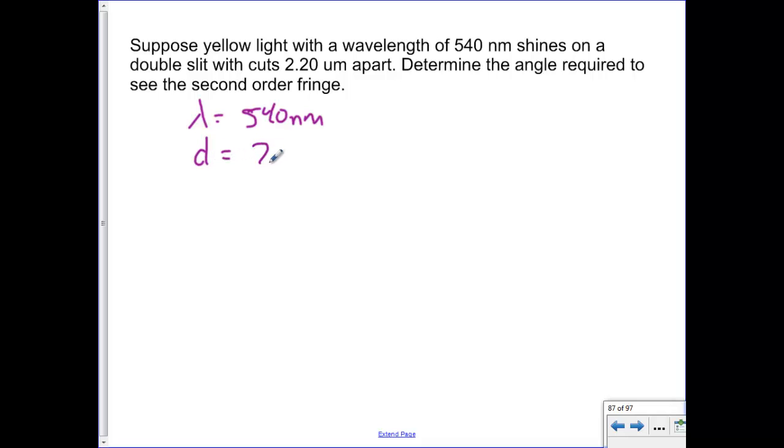D is the distance for how far the slits are apart. We're going to look for the angle. There's actually one more piece of information hidden in here. It says that we need the angle required to see the second order fringe. So that means n is 2, because it's a second order fringe.